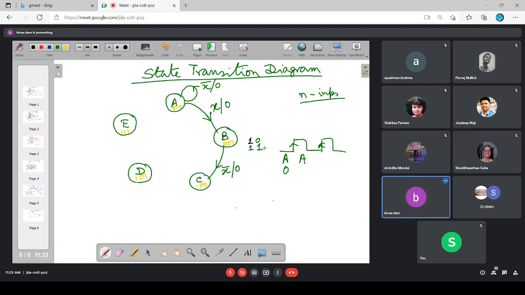Now I may have a 1 also. So what will be the inference? First bit of the sequence. So I should go back to B itself.